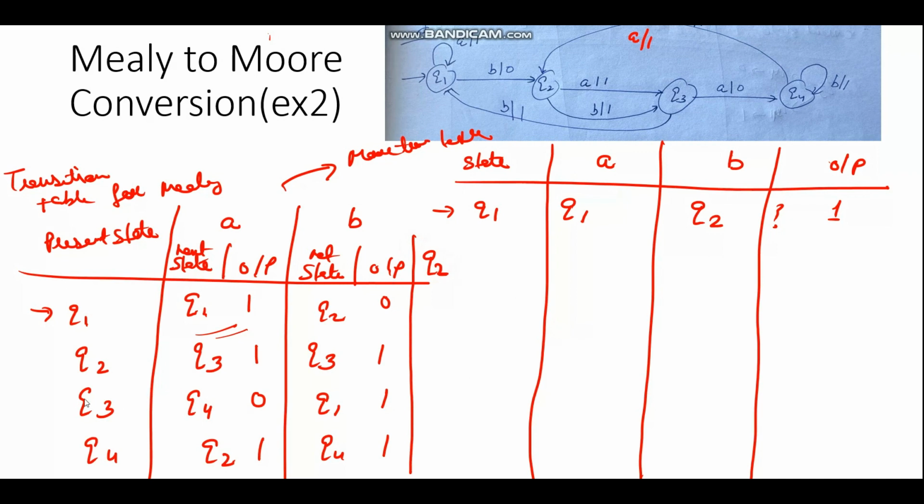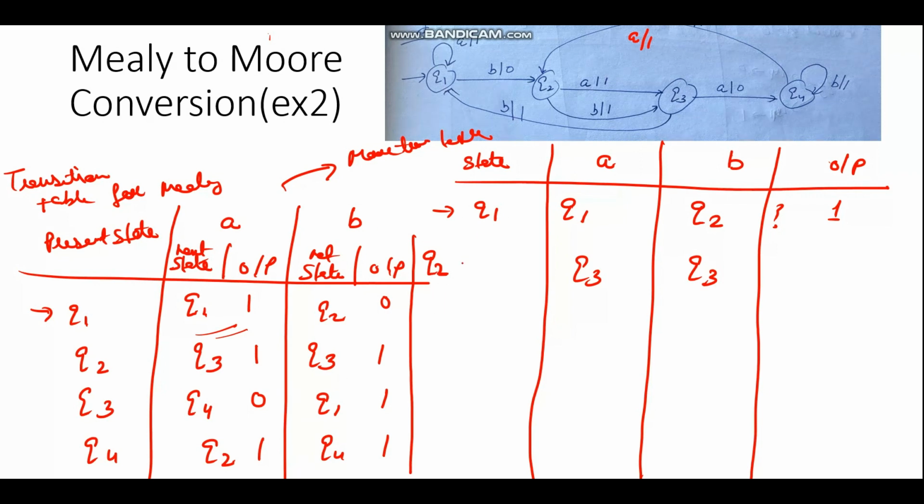Now for Q2, what are the next states? Q3 for A and Q3 for B. So no worries in that. We will simply write Q3. Now we have to write the output for that case. So here, for Q2, what is the output? For Q2 the output is 0, and for Q2 the output is 1. It means for a single state we are having two different outputs.